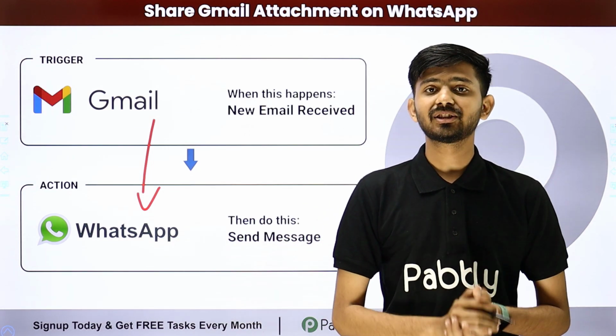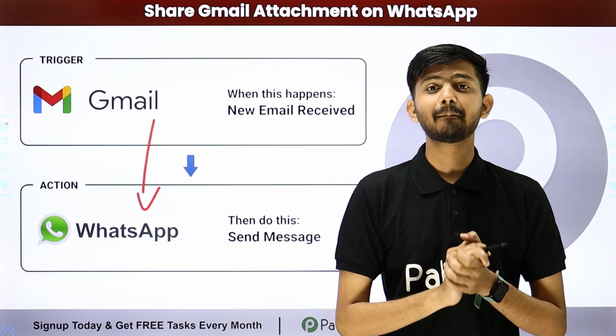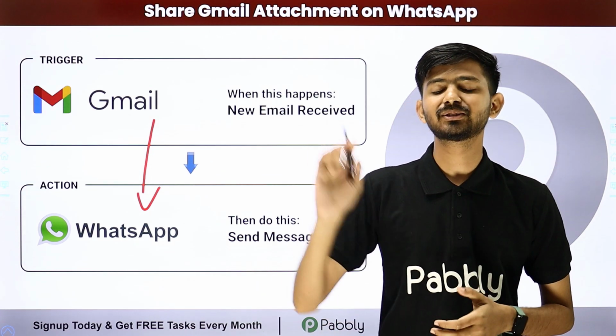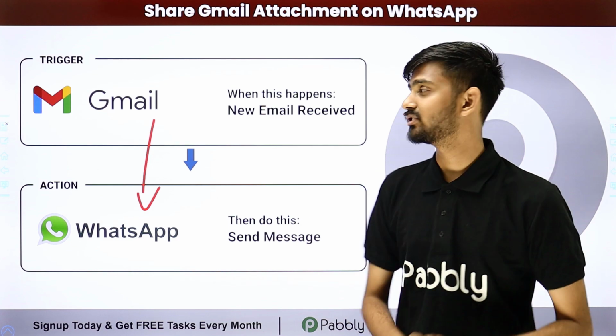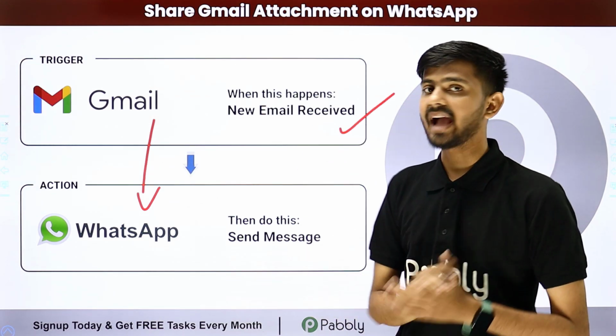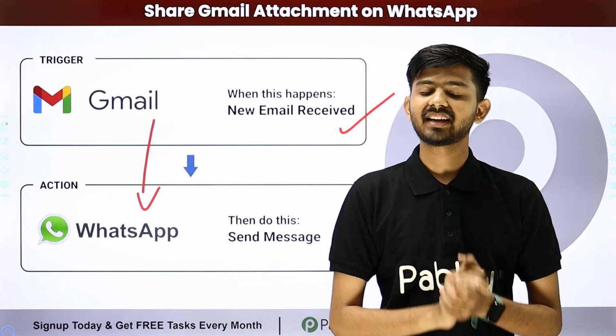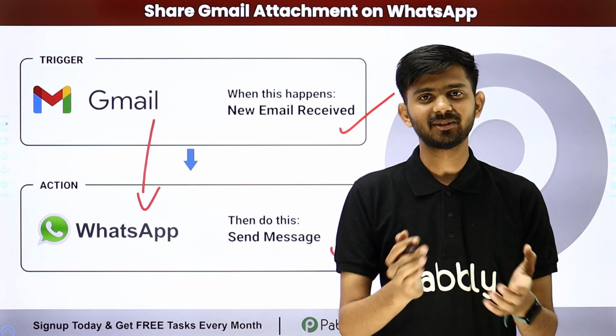For building this connection, I'm going to use Pabbly Connect, which is an amazing software for automation and integration. In Pabbly Connect, I'm going to use Trigger and Action. In Trigger application, I'm going to use Gmail. In Action application, I'm going to use WhatsApp Cloud API. So how am I going to build this connection? For that, let me take you to my computer screen.